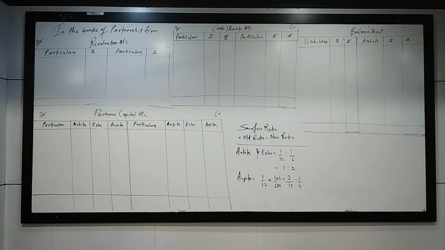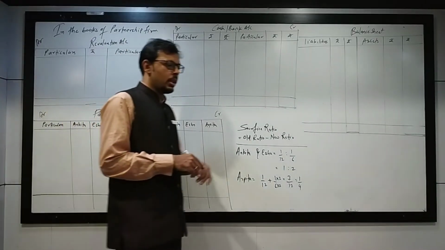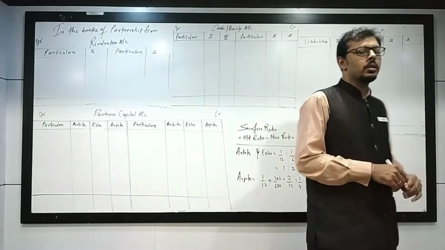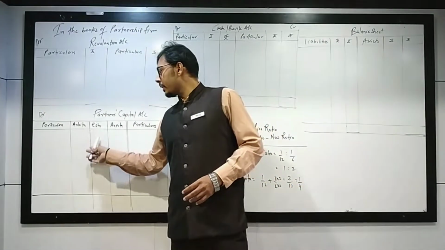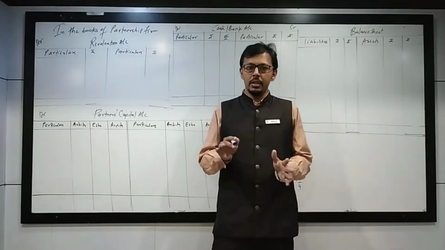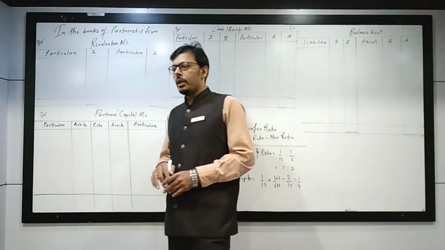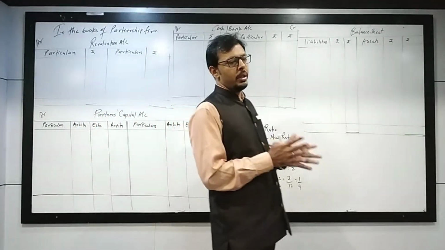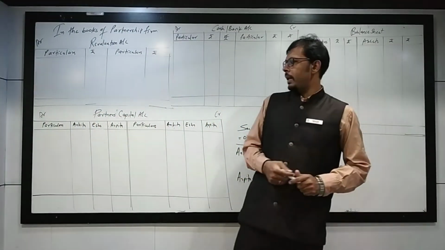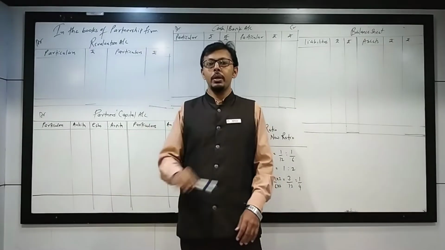Arpita is to bring the proportional capital. What do you mean by proportional capital? Proportional capital means, suppose Ankita and Nisha are partners. At the end of the particular year, they both have a balance carried down amount of ₹1 lakh.